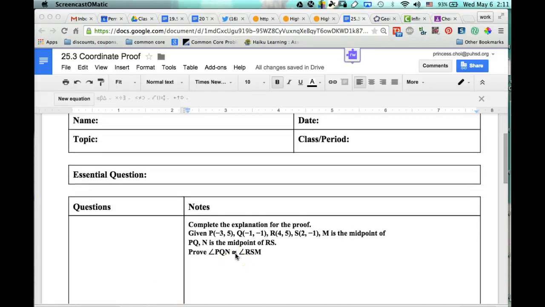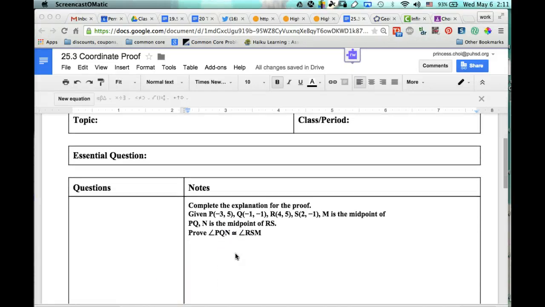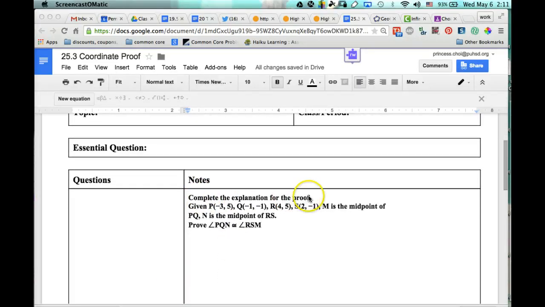Alright guys, so this is the one question that we're going to be working on today. We have to complete the explanation for the proof. And they gave us 4 points, okay? They gave us 4 points and then they said M is the midpoint of PQ and N is the midpoint of RS. And we have to prove that angle PQN is congruent to RSM, right?